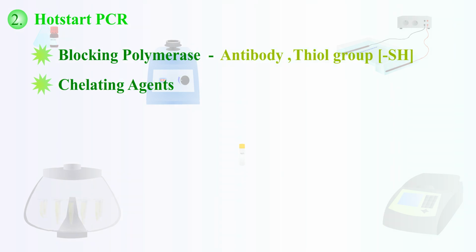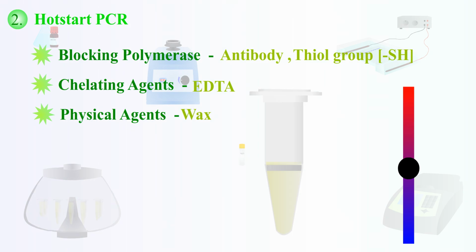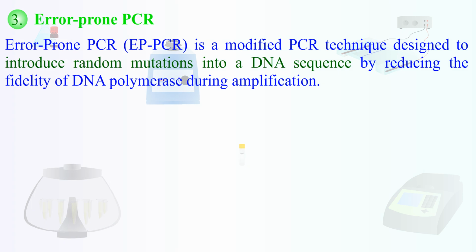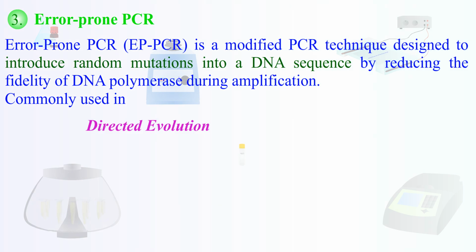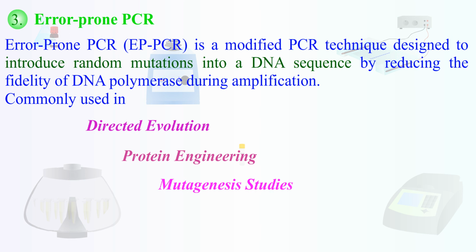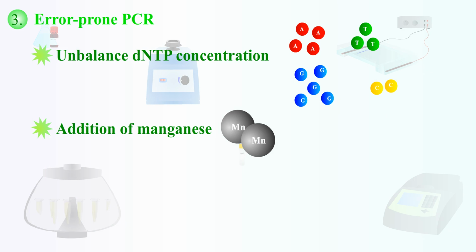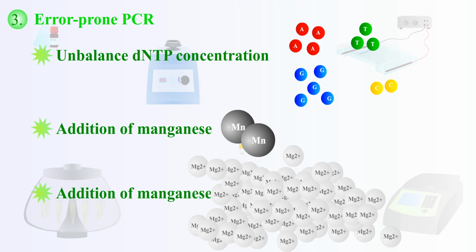Some hot start PCR use chelating agents like EDTA to temporarily chelate magnesium ion, which is essential for polymerase activity. Some physical barrier like wax is also used to separate reagents at room temperature, which will melt away at denaturation temperature to start the reaction. 3. Error-prone PCR. Error-prone PCR is a modified PCR technique designed to introduce random mutations into a DNA sequence by reducing the fidelity of DNA polymerase during amplification. It is commonly used in directed evolution, protein engineering, and mutagenesis studies. It can be done by using unbalanced dNTP concentration, addition of manganese, or use of a higher amount of magnesium.